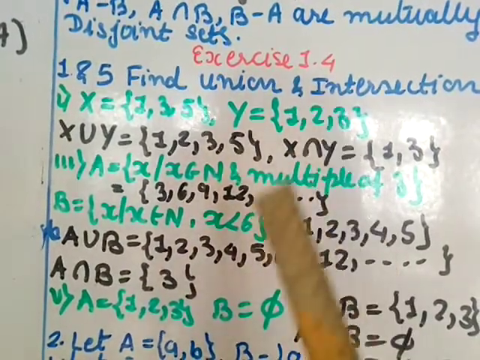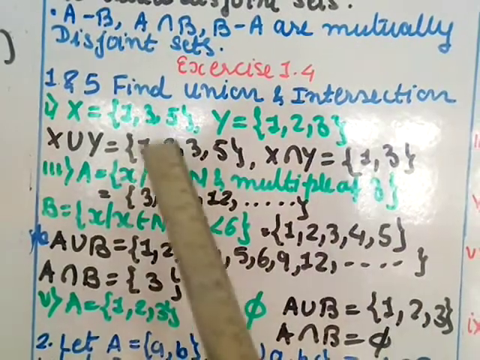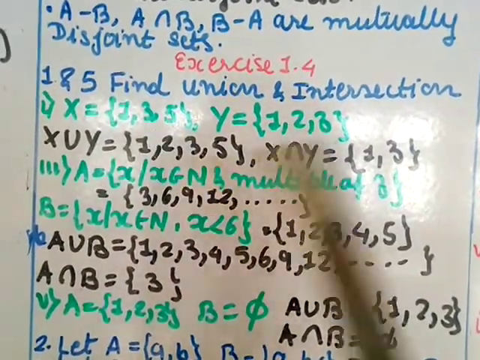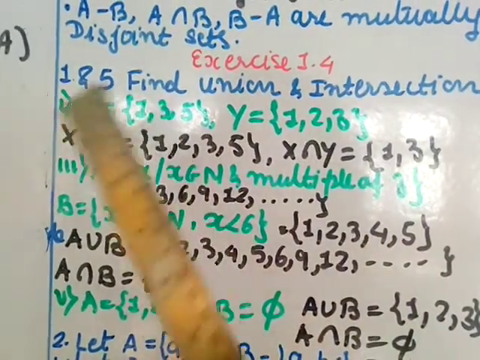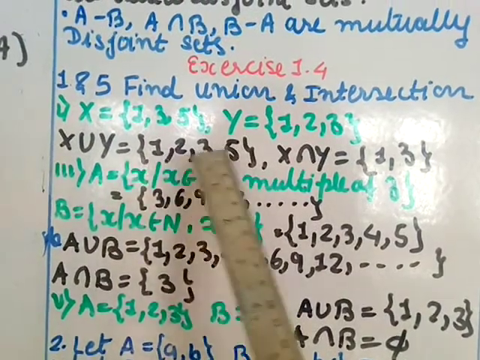And intersection means only the common elements which are in both. Here 1 is there, here 1 is there, so 1. Here 3 is there, here also 3 is there, so 3. 5 is here, but it is not here, so we cannot take it. 2 is here, but it is not here, so we cannot take it. So the intersection is {1, 3} and the union is {1, 2, 3, 5}.